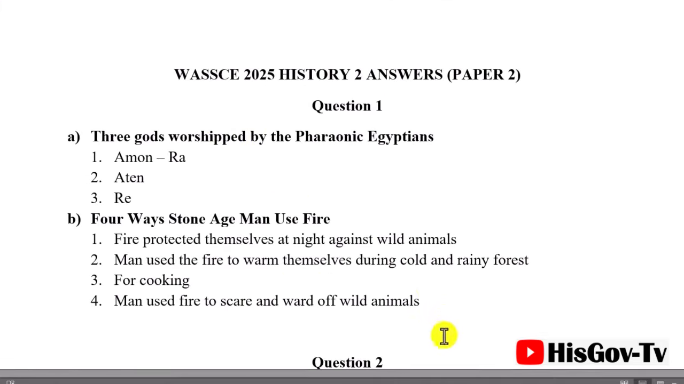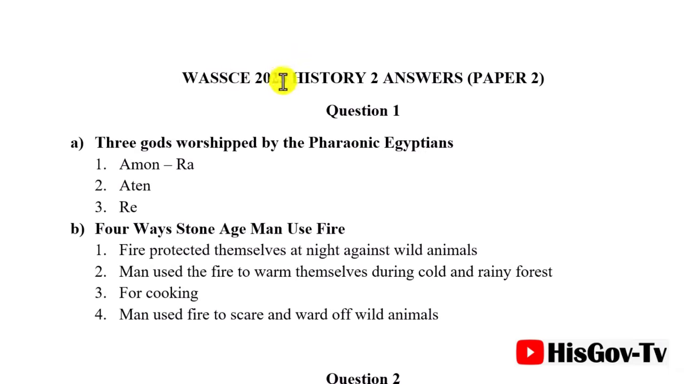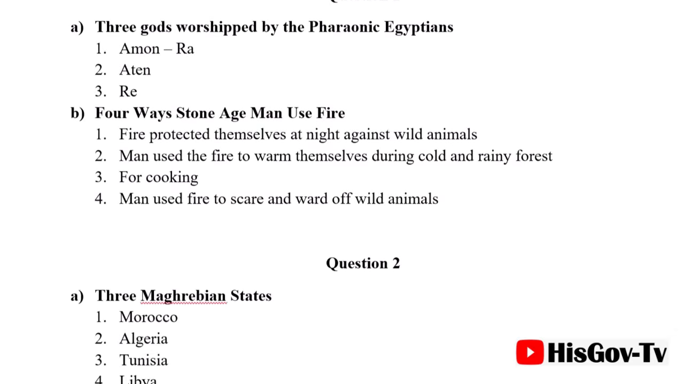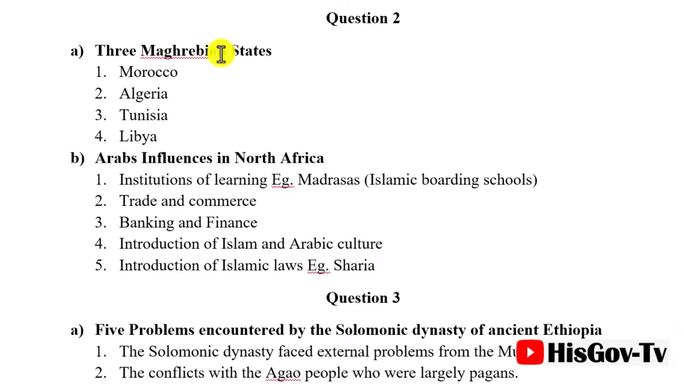So we have the answers over here. WASSCE 2025 History Answers, Paper 2. These are the names of the 3 gods: Amon-Ra, Aten, Ra, and others. Then these were 4 ways Stone Age man used fire. They are all here as you have seen them. Then let's go down to question number 2. The Maghrebian states, 3 of them are over here. Then Arab influences in North Africa are also over here. So these are just points, you just explain them.